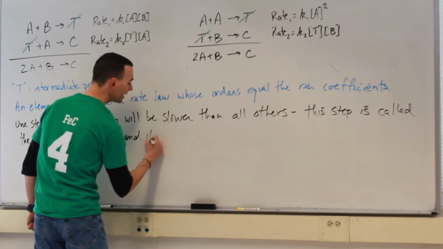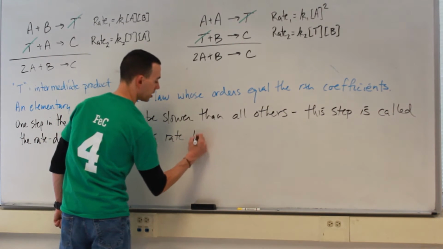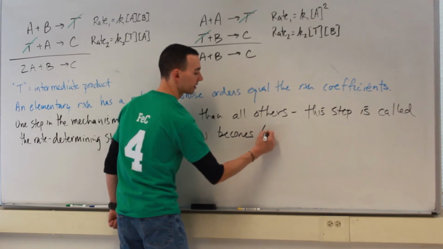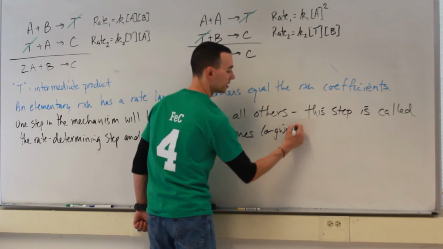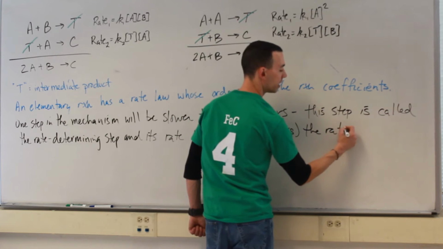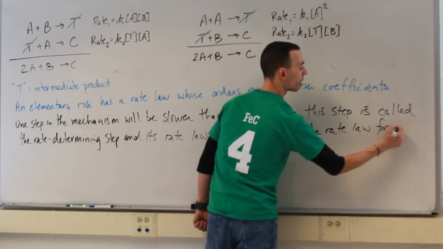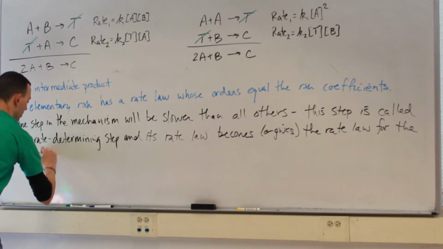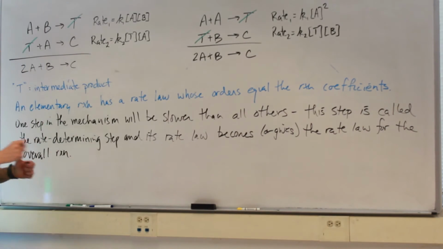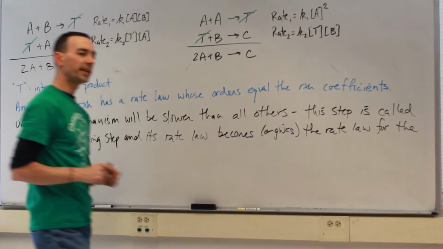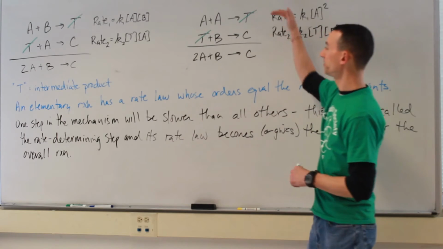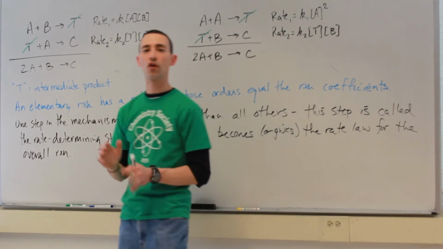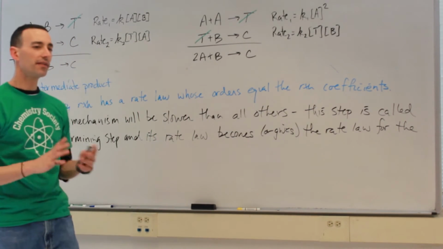And its rate law becomes, or gives, the rate law for the overall reaction. Okay? So if we can figure out which step in a particular mechanism is the slowest, that's going to tell us a lot about the overall reaction. Okay? Give you a little analogy.